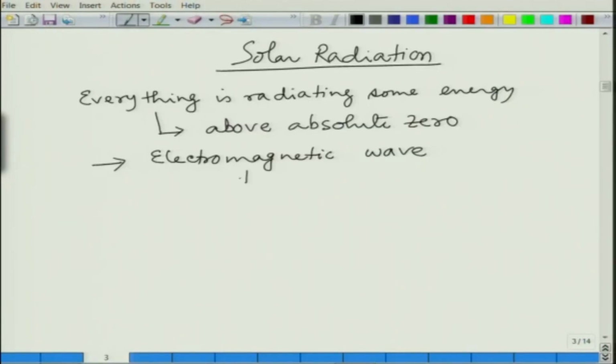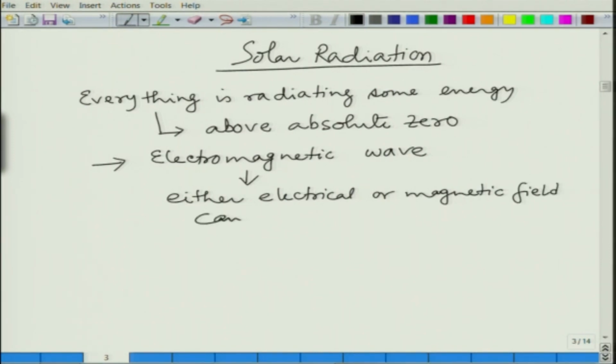So, why do we call it electromagnetic? Because these waves are affected by electrical or magnetic field. Okay. So, either electrical or magnetic field can alter these waves. That is why we call it electromagnetic wave.